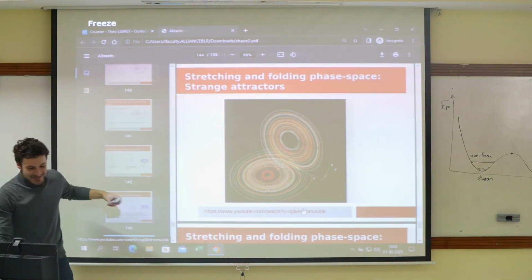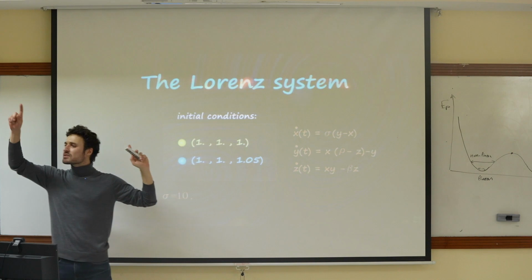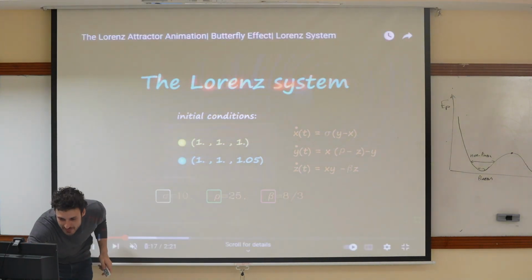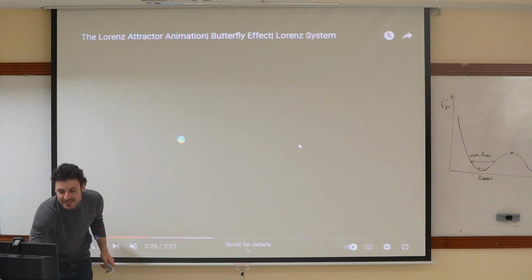So this is the Lorentz system that we saw earlier. Remember, Lorentz was just the simple model for convection in the atmosphere. So I'm going to skip this bit, because this is stuff we've already seen, and really what we want to see is this part.